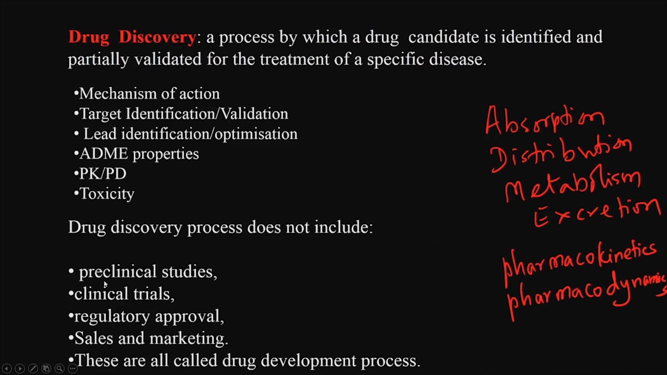Then come clinical trials, where we use human volunteers. Then comes regulatory approval. You need to get approval from the regulating body like the Food and Drug Administration, and then it goes into sales and marketing. So, this is the entire drug development process actually, but we are not going to talk about all of it. Our focus is more on the early stages. It is much before preclinical studies that we are going to stop.